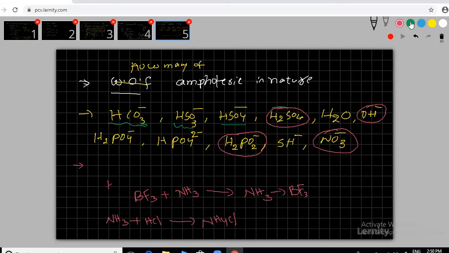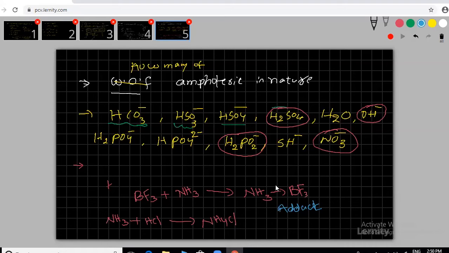Can you find what type of reaction these are? BF3 plus NH3 gives rise to NH3BF3. This we call an adduct. Adduct means their combination product. Adduct. And this is NH4Cl.